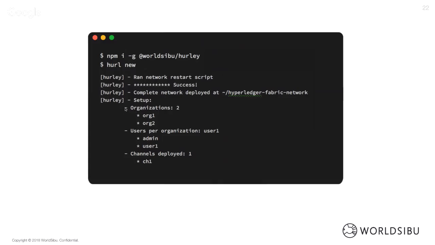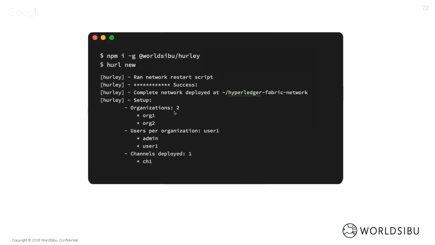well, the basic network that it creates has two organizations, organization 1 and 2, and it will have a user 1 for each of those organizations, and it will have one channel. But this can all be controlled by input parameters in the hurley new. You can say, I want a new blockchain network with 5 users and 3 organizations, and it will create it. It's really powerful, and we use it.